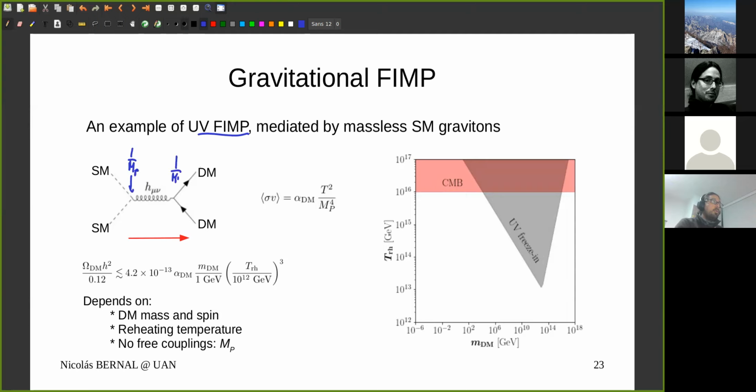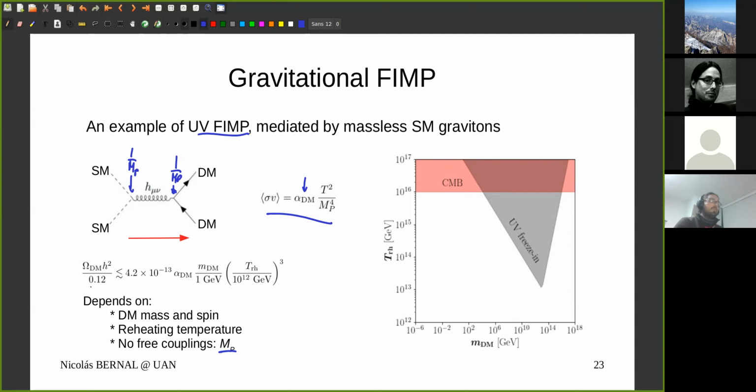So 1 over the Planck mass here. There's no freedom. You can compute this kind of diagram, and the cross section will be something like T squared over the Planck mass squared times a constant, and this constant depends on the spin of the dark matter. That's it. This is a number that you can compute. And this diagram will depend on the dark matter mass and spin, so the spin is in this alpha, and on the reheating temperature. And that's it. There's no free coupling because the only coupling is the Planck mass, which is fixed.